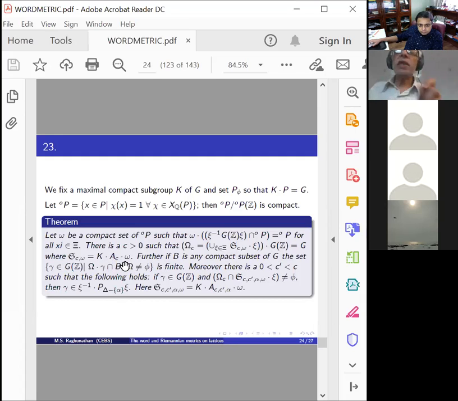The whole of G is KP. And now I look at those points which look like K times A times U, where A is in A_c. A_c, remember, are those below a certain level in the cone, which is given by the characters. So A_c is the set of all elements A such that α(A) is less than c for every α in Δ.